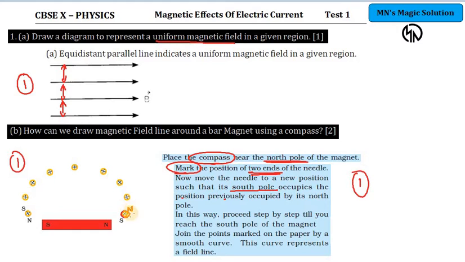The position which the north pole occupied, now in the position where you place it again, the south pole of the magnetic needle will point to that part. So mark the points, and you have to repeat the steps till you get the complete curve which ends at the south pole. You should complete it that way. So 1 mark for this diagram of a bar magnet and compass placed along a closed curve, and 1 mark for the explanation of this activity. So 2 marks for this question.